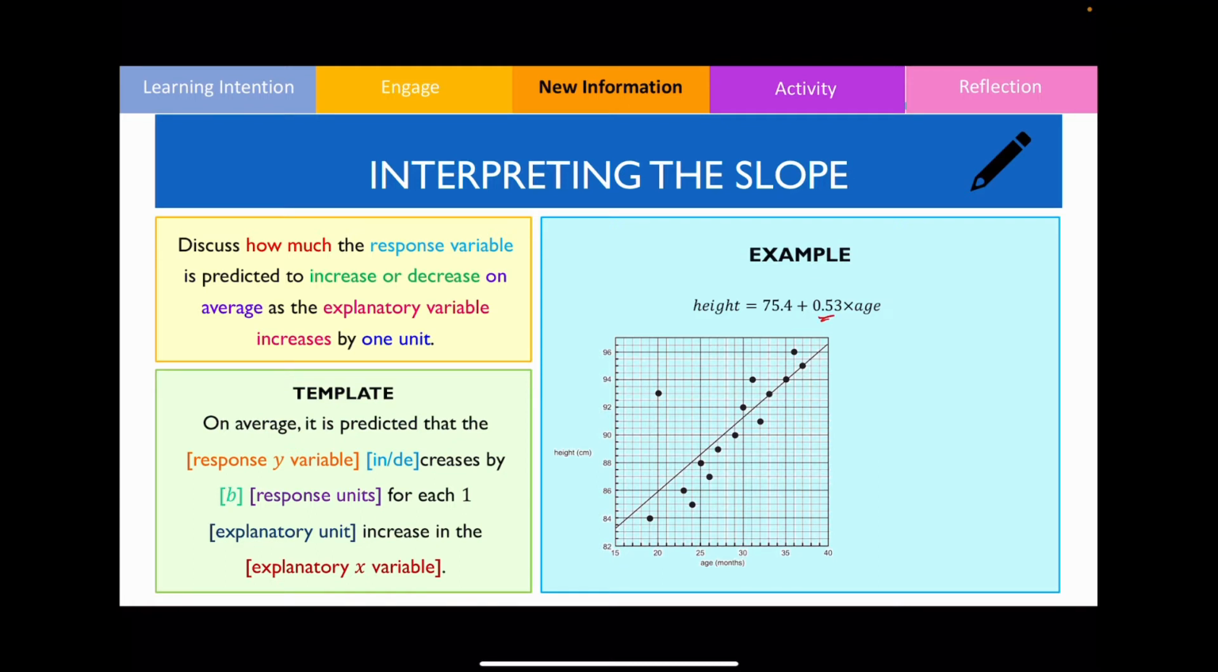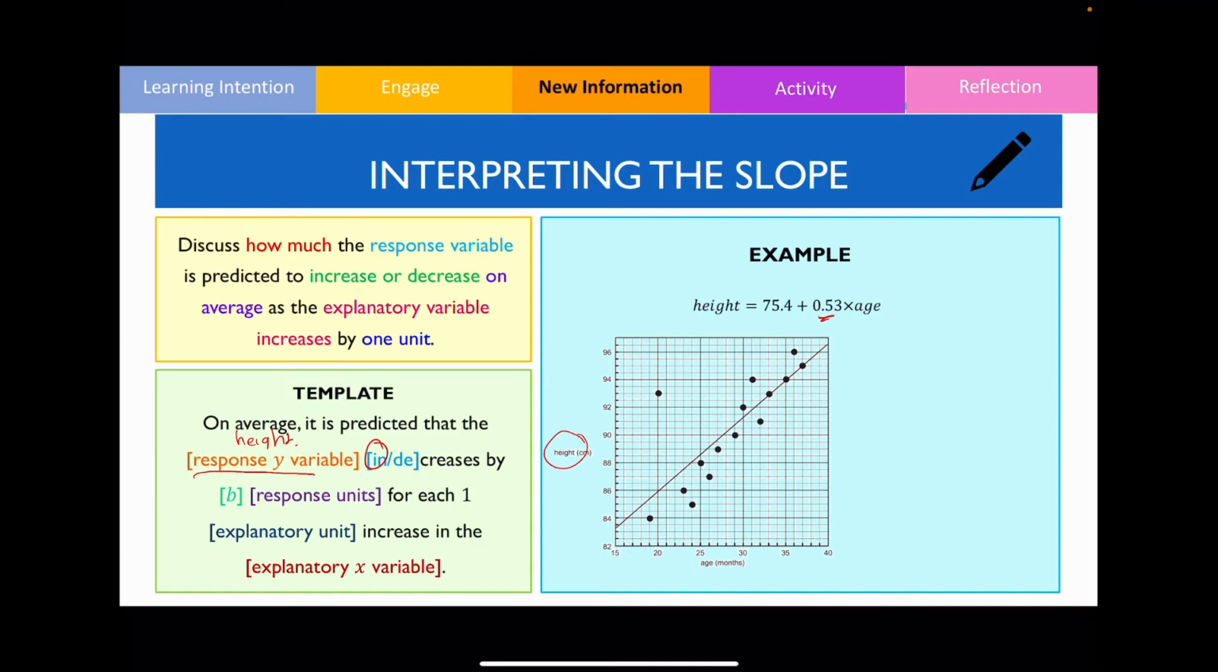To interpret and articulate what it represents, I'm going to substitute a few words and values into my template to demonstrate my understanding. In this example, the response variable is going to be my height, as I know that the response variable is always plotted along the y-axis. So I'm going to write height over here. Furthermore, I can also see that there's a positive association. Hence, I'm going to say that height increases, so I'm going to choose IN, and it's going to be increasing by the gradient, by my rate.